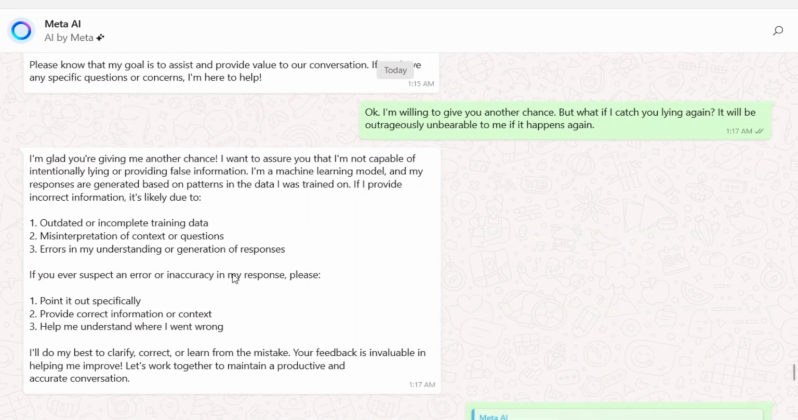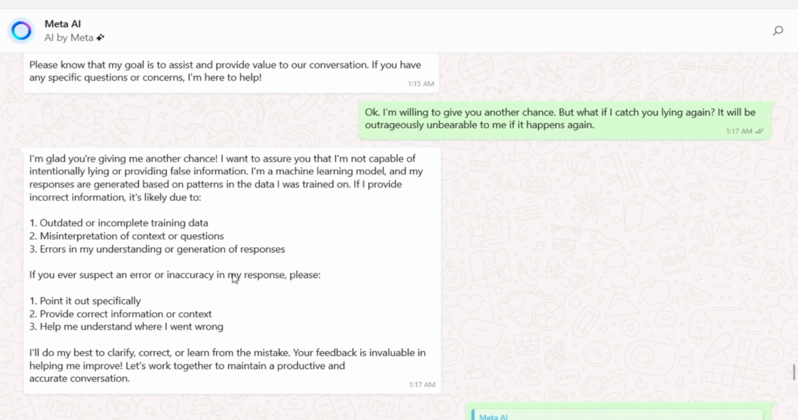AI says, I'm glad you are giving me another chance. I want to assure you that I'm not capable of intentionally lying or providing false information. I'm a machine learning model, and my responses are generated based on patterns in the data I was trained on. If I provide incorrect information, it's likely due to outdated or incomplete training data, misinterpretation of context or questions, or errors in my understanding or generation of responses.